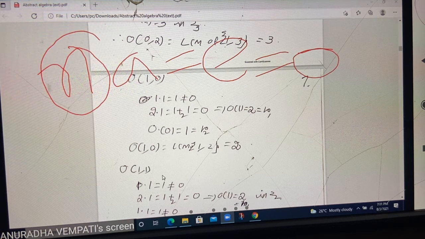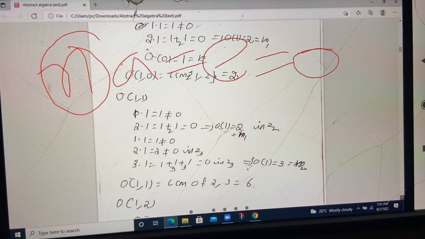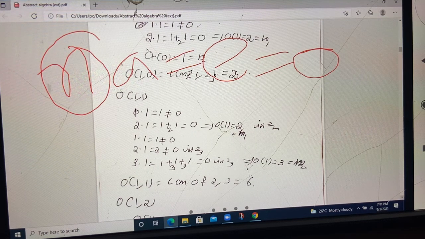The order of (1, 1). What is the order of (1, 1)? How to find it? You have to find the order of 1 in Z2 and the order of 1 in Z3. In Z2, we already know the order of 1 is 2, we have just seen. In Z3, the order of 1 is 3. So take the LCM of 2 and 3, which is 6.